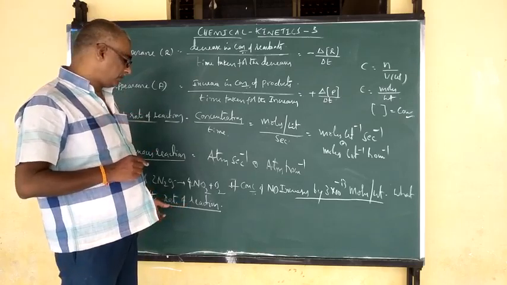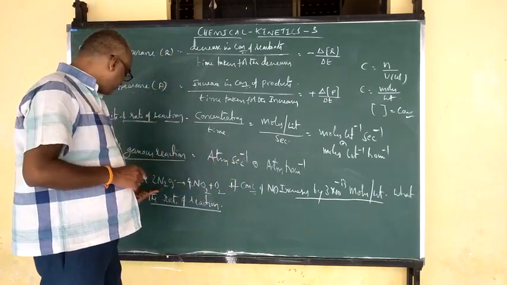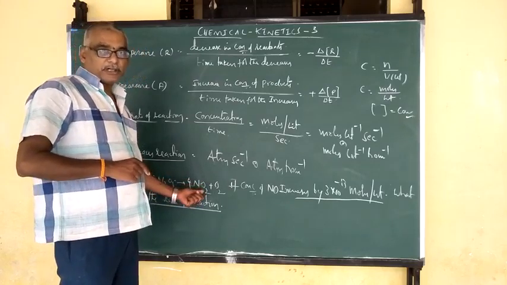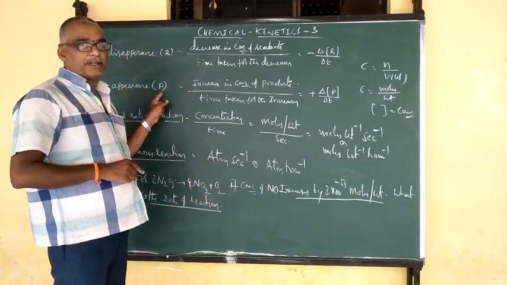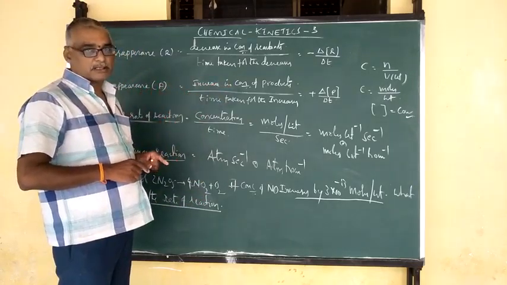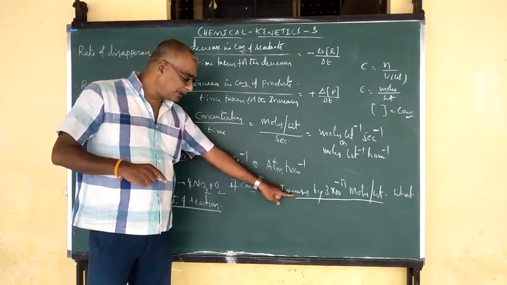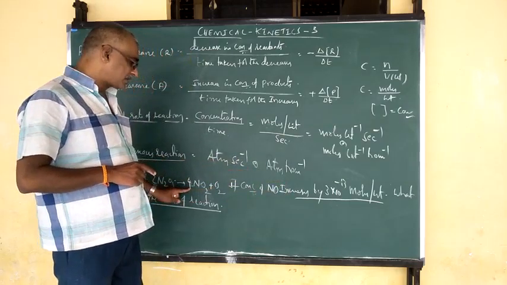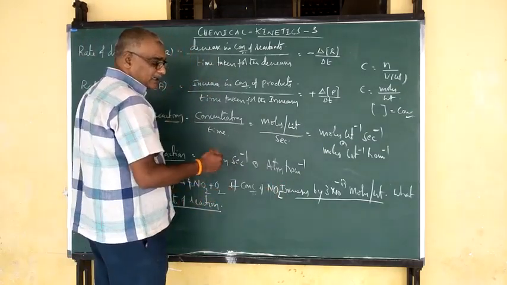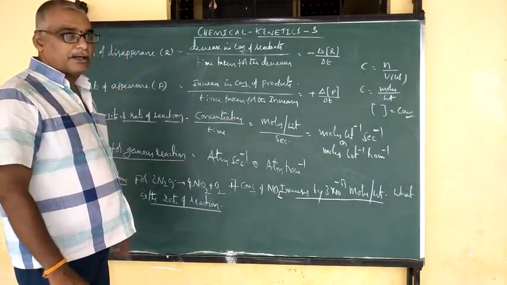But be very careful. If the concentration of NO2 increases, what is the meaning? If you take this equation, NO2 is taken on the product side. Product side means you have the rate of appearance. Rate of appearance means an increase in the concentration of the products. Therefore, in this given equation, the NO2 concentration increases by 3 into 10 power minus 13 moles per liter. What is the rate of reaction?